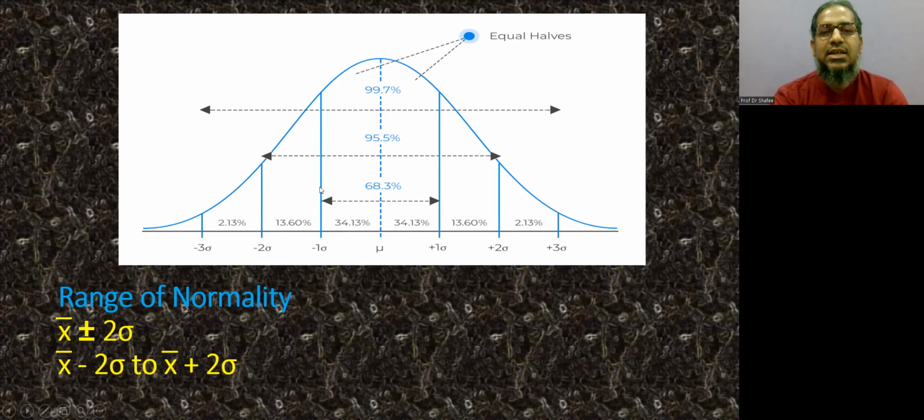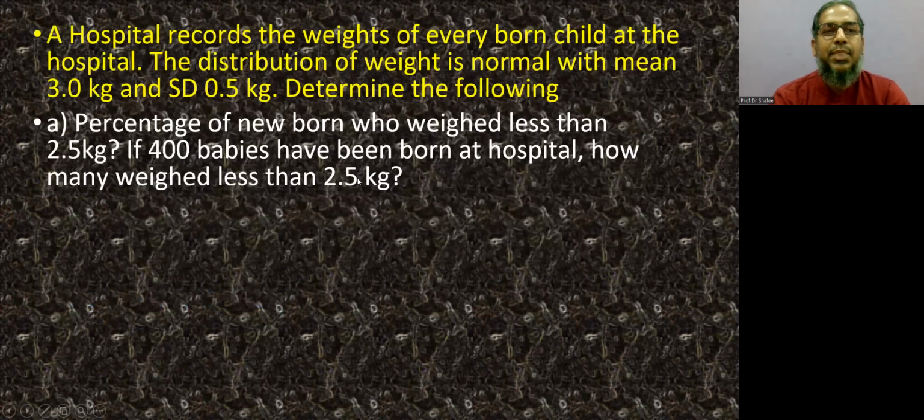You can see that this much area of the normal curve will cover the plus minus two standard deviation, or the range of normality. 95.5% of the observations will fall in this area. Now let us see one example based on the observation of the normal distribution and range of normality.